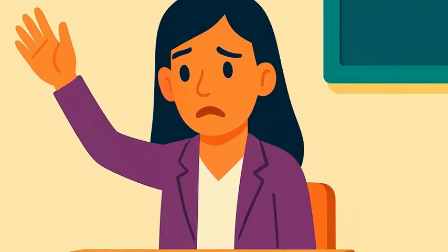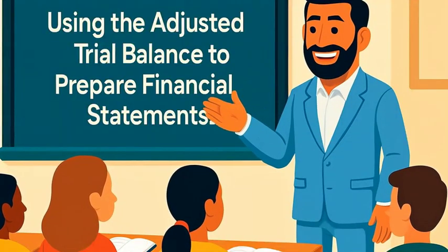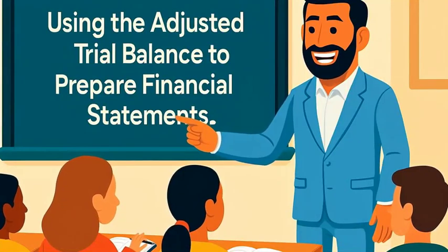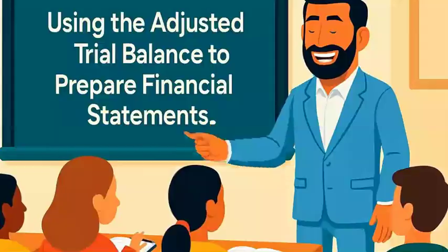And if they don't balance? Then we go back and check the journal entries. Something's off. Once we have a correct adjusted trial balance, we can prepare the financial statements directly from it.